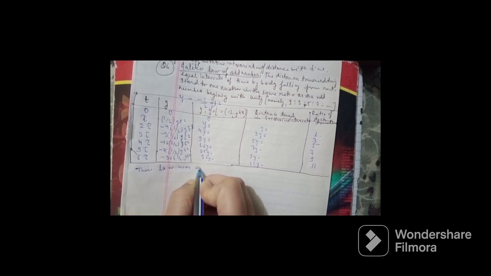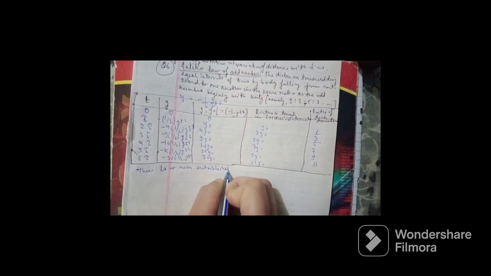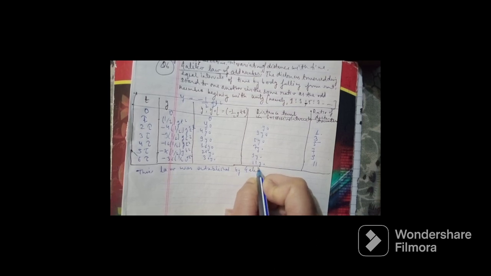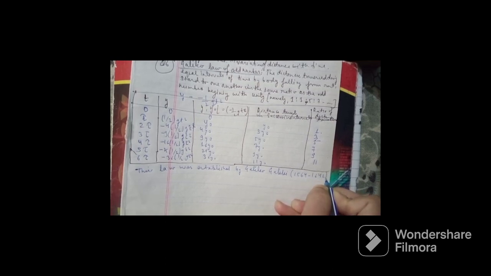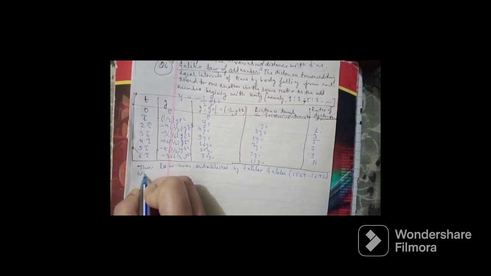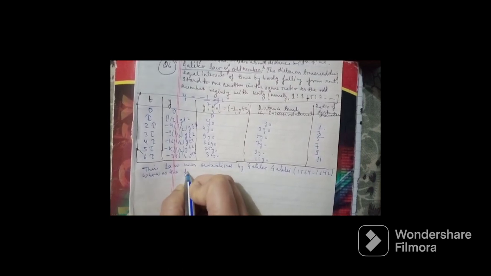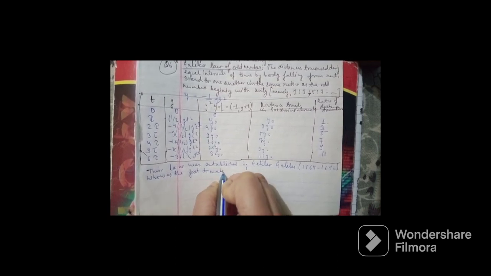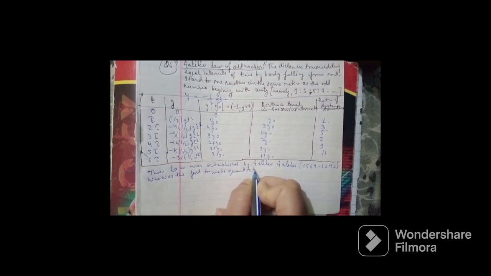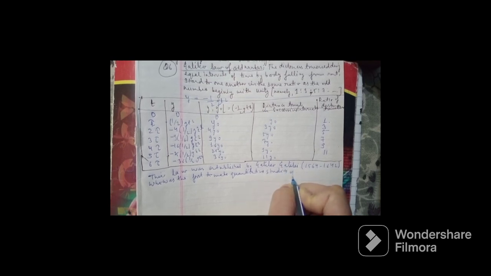So this law was established by Galilei, from 1564 to 1642, who was the first to make quantitative studies of free fall.